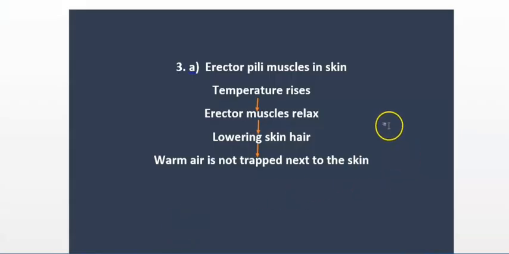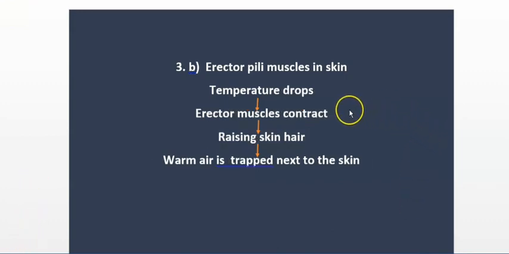Okay, when the temperature rises, the erector pili muscles relax. This lowers the skin hair, and warm air is not trapped next to the skin. Air is a bad conductor of heat, so when the hair lies low, less air is trapped. So the temperature of the body can drop and the heat is free to escape from the skin.